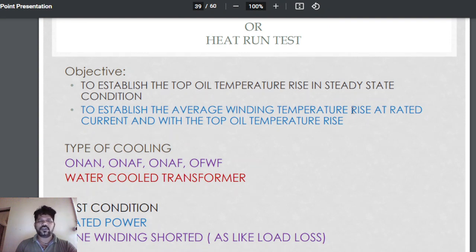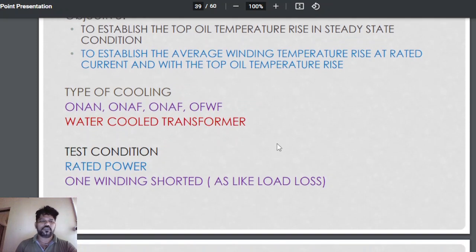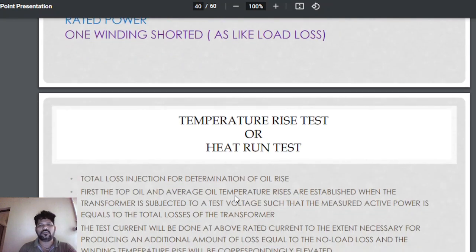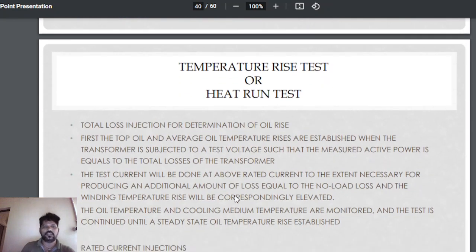So, temperature rise test, or heat run test. It establishes the top oil temperature rise in steady state condition, and the average winding temperature rise at rated current along with the top oil temperature rise. Types of cooling are different: oil natural air natural, oil natural air forced, oil forced, and water forced; there are water cooled transformers too. The test condition is rated power, with one winding shorted as in the load test.